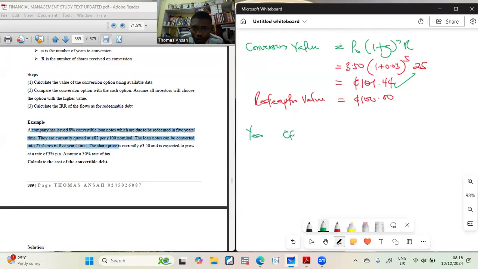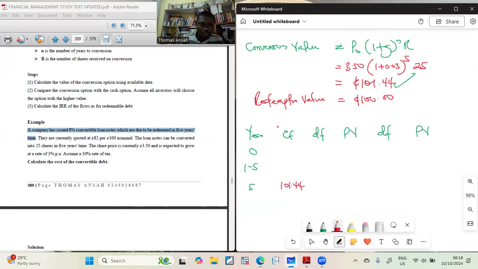So for KD, IRR, we have years, the cash flow, discount factor, PV, another discount factor, then the PV. So we have year 0, and how many years is the bond itself? 5 years. This 5 years is different from the conversion 5 years, so don't confuse it. So we have years 1 to 5 to be paying interest, then the 5th year for redemption.